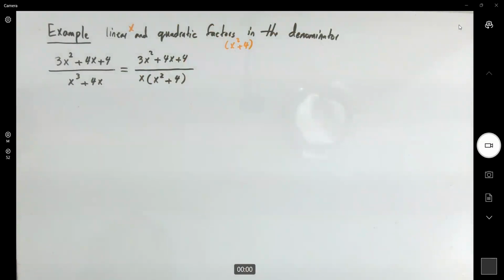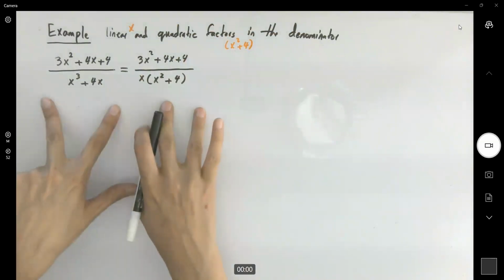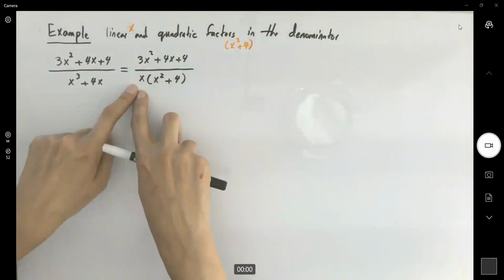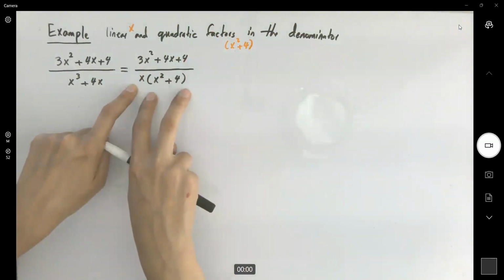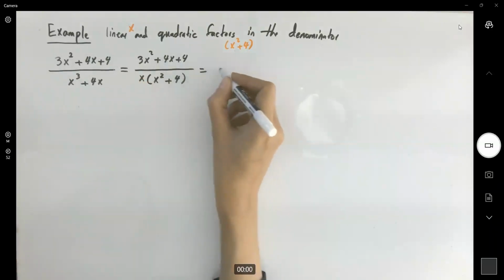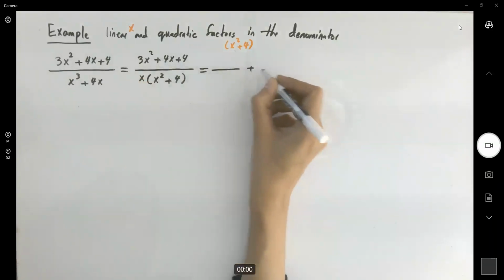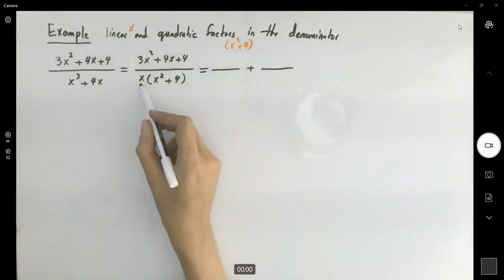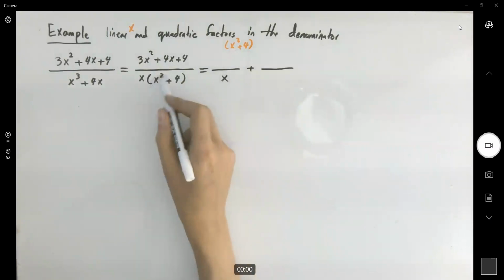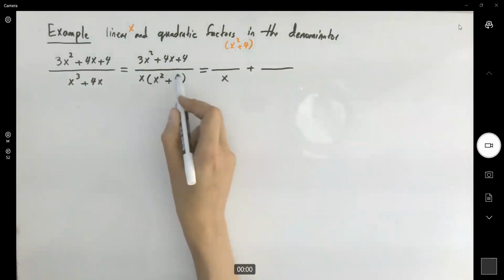So what is the scenario here? What should I do? How do I decompose this into partial fractions? First of all, when you have one linear factor and a quadratic factor, you end up with 2 fractions. So quickly write 2 fractions. Your very first fraction has linear term x on its denominator. Your second fraction has the quadratic expression.